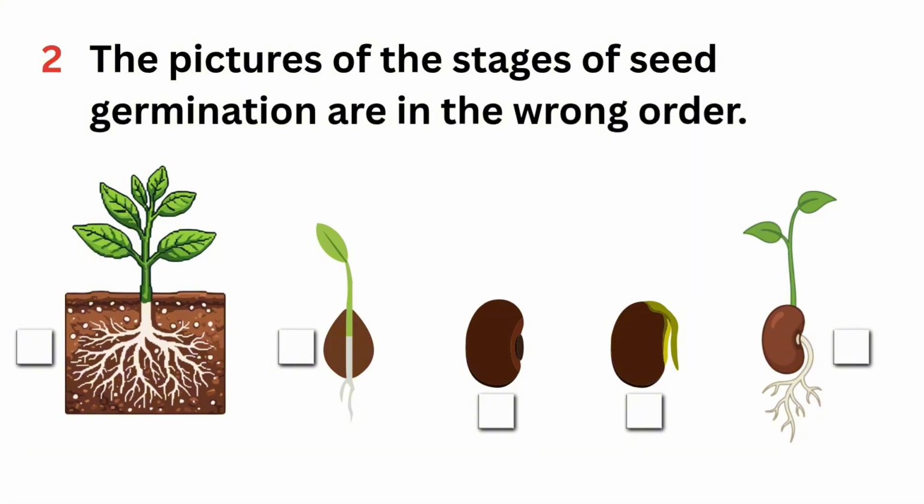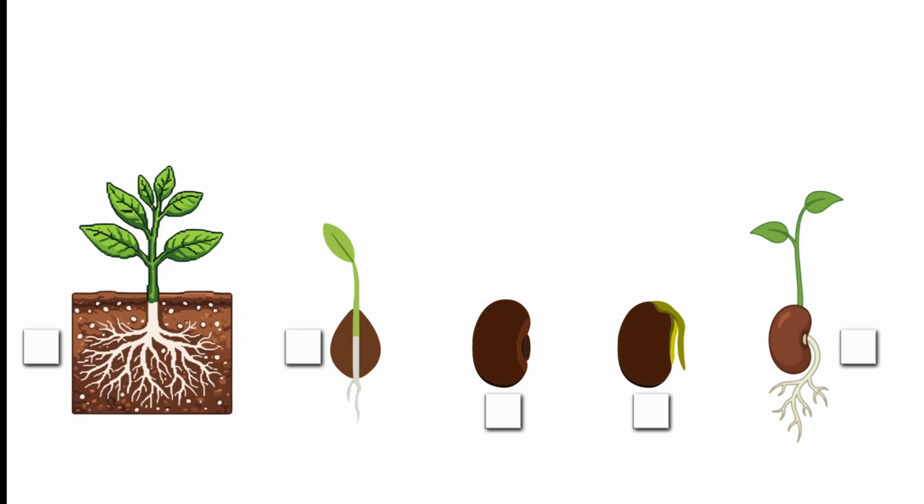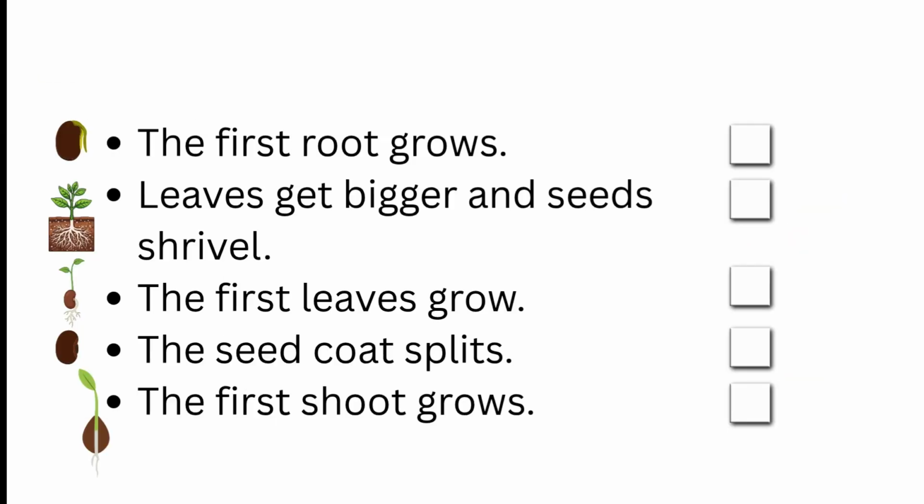Question number 2. The pictures of the stages of seed germination are in the wrong order. The first root grows: number 2. Leaves get bigger and seeds shrivel: number 5. The first leaves grow: number 4. The seed coat splits: number 1. The first shoot grows: number 3.